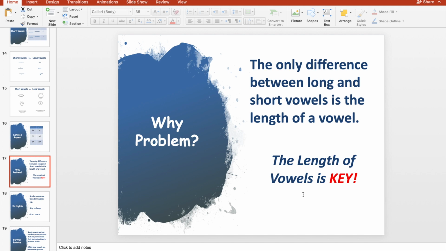Here is an example. Listen and note down the words with long vowels and short vowels. Are you ready?